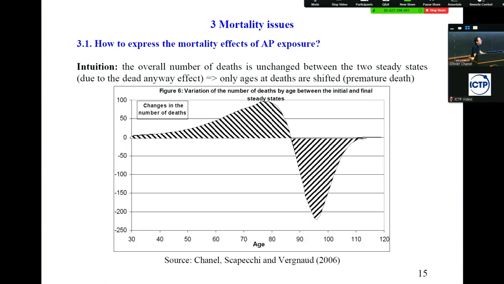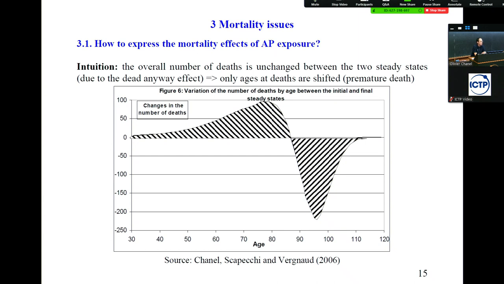So let's focus now on mortality effects, which represents generally between 80 and 90% of the overall health burden associated to air pollution exposure. So it's the major part, and I will spend a little bit more time on these aspects.